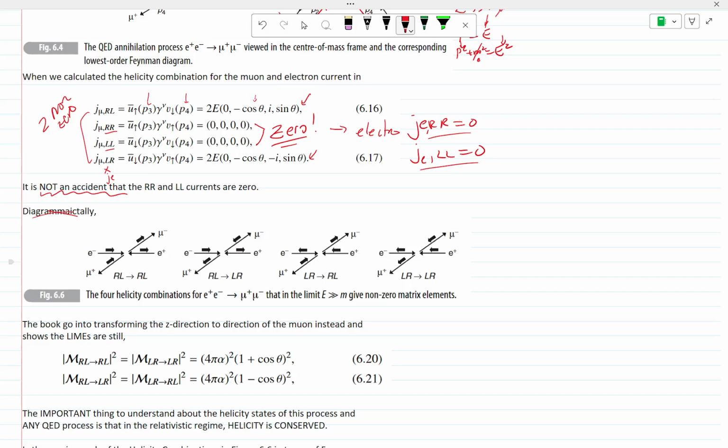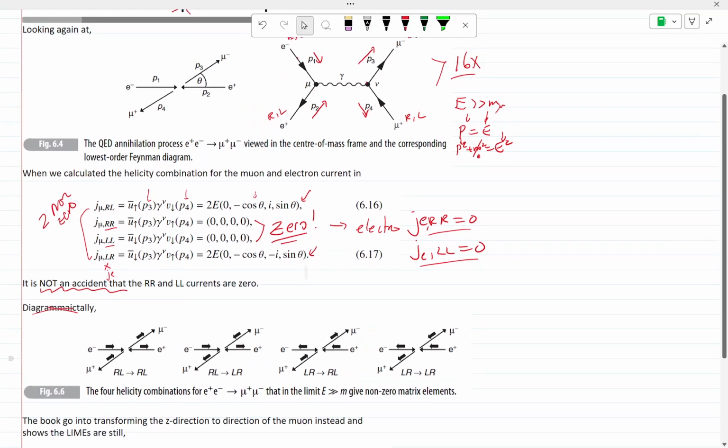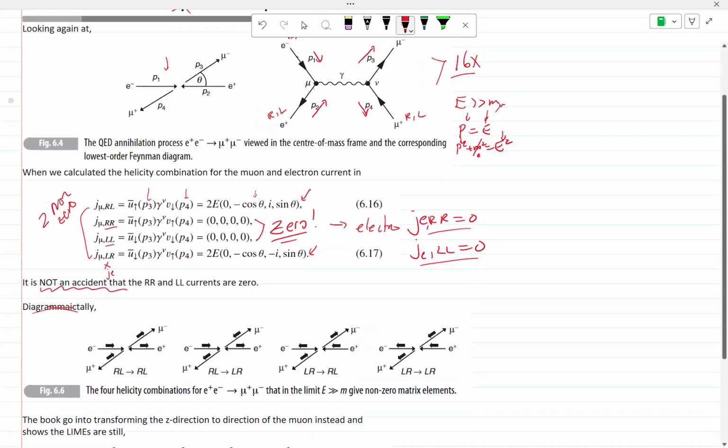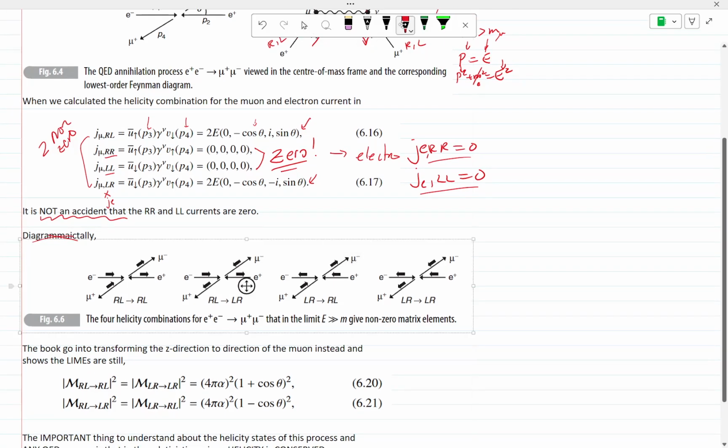What you want to do, when you draw this version of the diagram, where it's a spatial diagram instead, is add in the helicity vector. When the helicity vector is going in the direction of the momentum, this is considered right-handed. When the helicity vector is going in the opposite direction of the momentum, this is considered left-handed. So this initial state is RL.